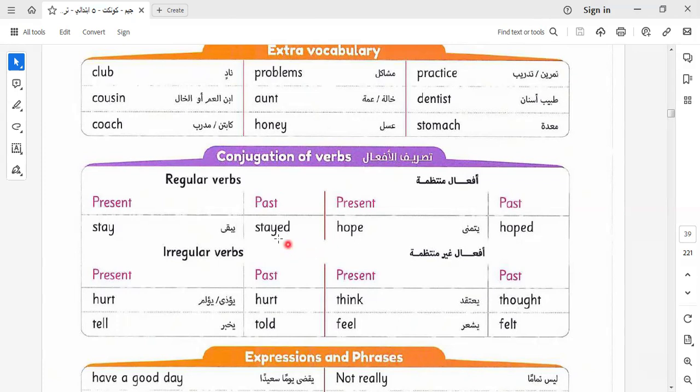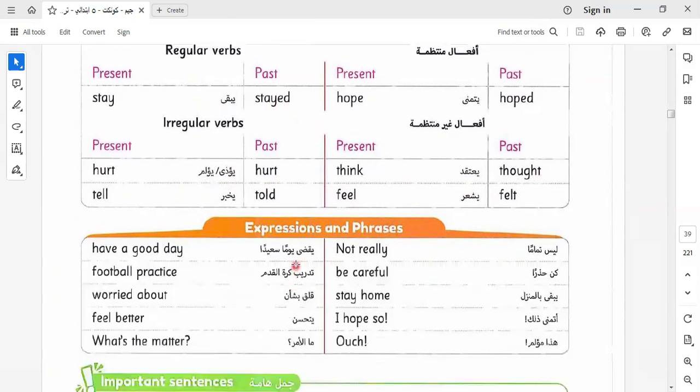Okay. Here we have stayed, with ed. We have irregular verbs like feel, felt, think, thought, hurt. Here we have some irregular verbs where the past is the same as the present, like got, cut, read, read.